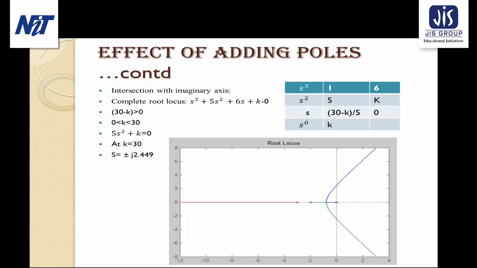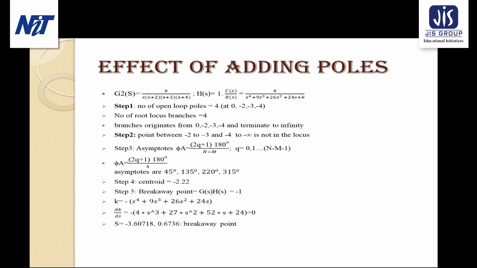Next, we are adding one more pole to the given system. The pole is at -4, so the open loop transfer function becomes k by s into s plus 2 into s plus 3 into s plus 4. The feedback remains the same, and C(s) by R(s), that is the closed loop transfer function, becomes k by s to the power 4 plus 9s cube plus 26s square plus 24s plus k.